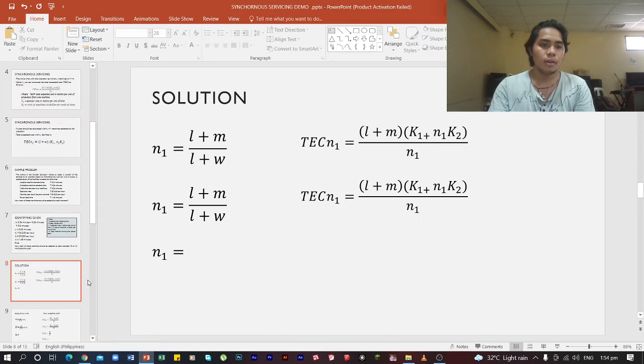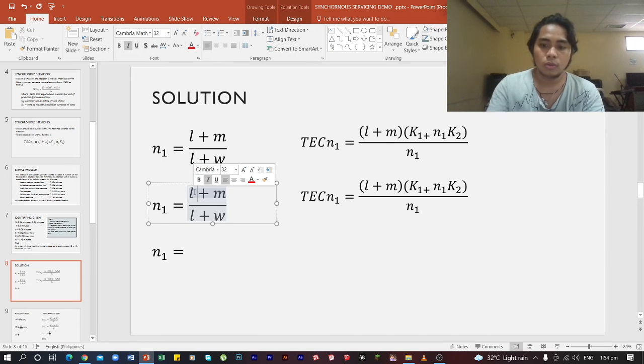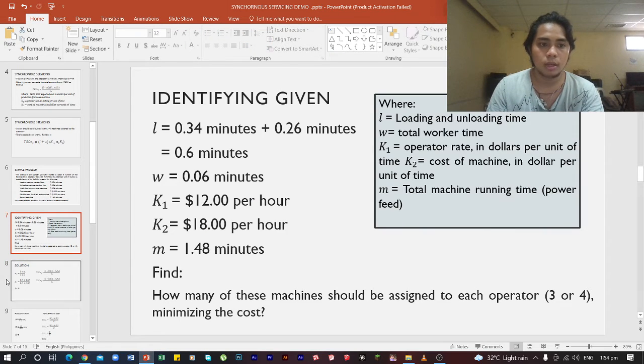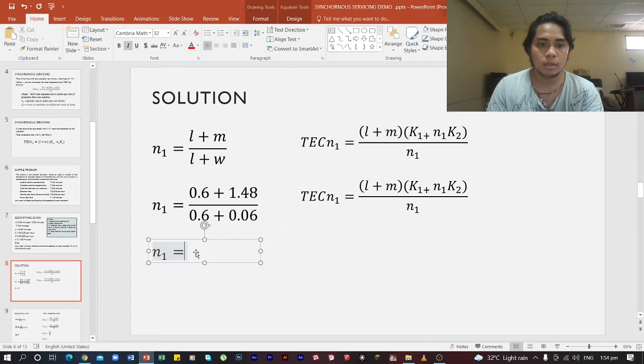Okay. Solution. So we know that N sub 1 is equal to (L plus M) over (L plus W). We know that our L is equal to 0.6 and our M is 1.48. Also, our W is 0.06. Am I right? Let me check. Okay, I'm right. So let's solve it.